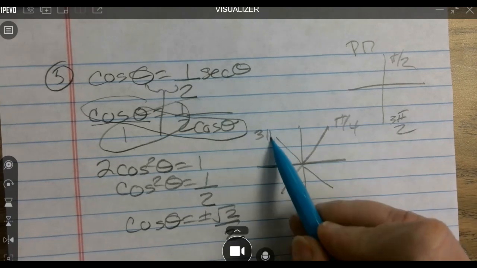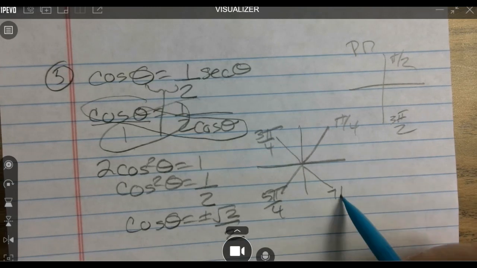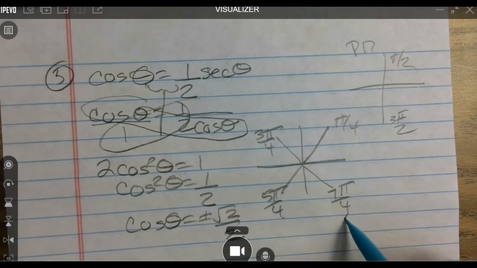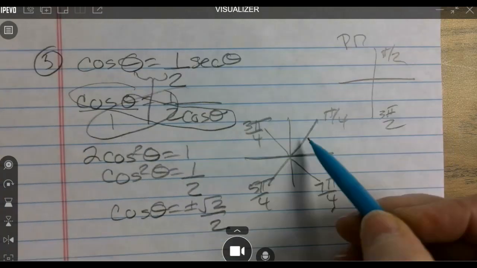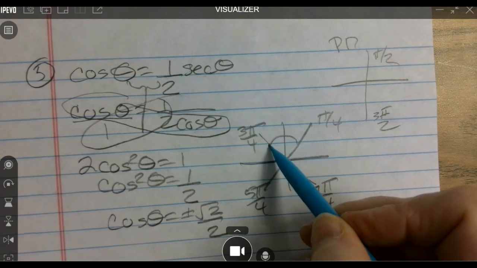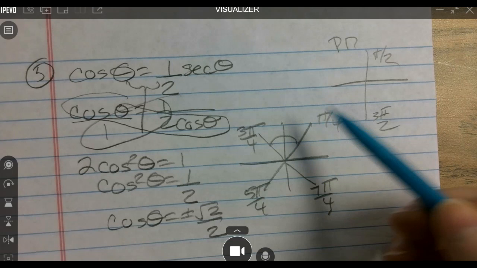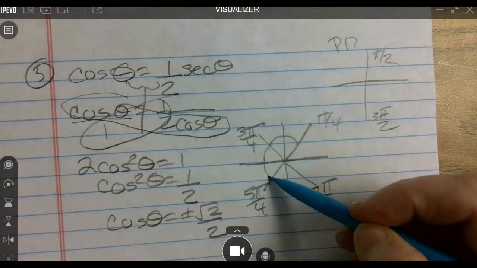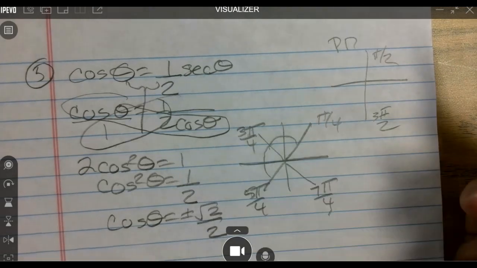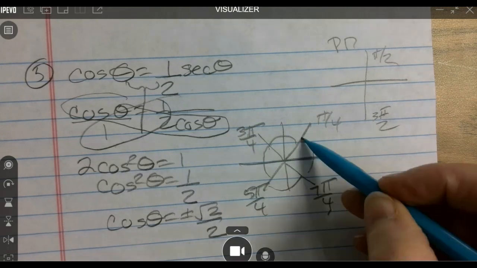Pi over 4, 3 pi over 4. Oh, this is lovely. I love this problem. And if I don't draw it, I won't catch it. Because how far is it from pi over 4 to 3 pi over 4? Pi over 2, and I think 2 pi over 4 first, because you're reducing it. Good for you. And then from here to here, if I subtract these, 2 pi over 4 again, pi over 2, 2 pi over 4, 2 pi over 4.